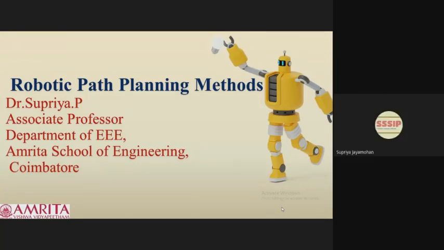So my basic idea is to start with the various path planning methods, as I mentioned, and two words about the institute where I have spent, as you have heard from the introduction, 25 years. Amrita School of Engineering, Coimbatore, is the headquarters for the deemed university, Amrita Vishwa Vidyapeetham. Most of you might have heard about this university. The College of Engineering started in the year 1994, and within 10 years of its start, we grew into a deemed university.